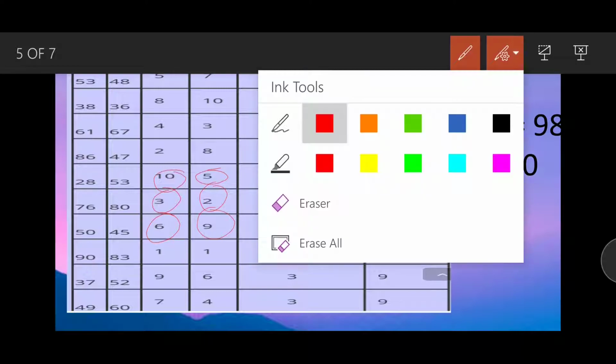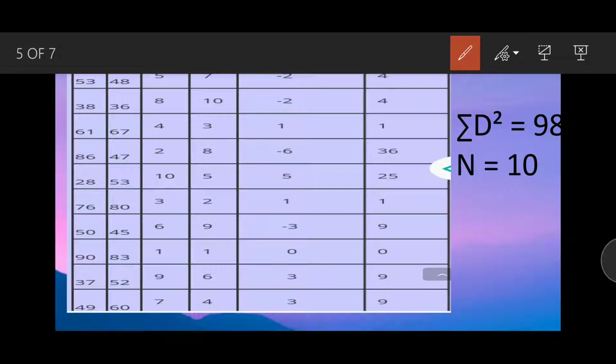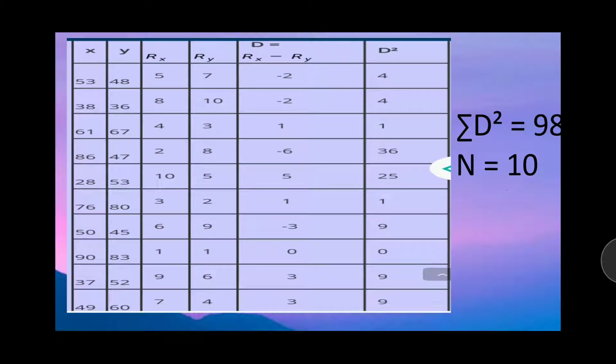Good. Let's look at what we have next. Our D squared column. That's the last column to my right, the D squared. So we square each of the values in that D column, so we have the whole of that column. The summation of our D squared is 98. Then we have N, which is 10, because we have 10 data. We are given 10 data for X and Y variables. You remember they talk about 10 undergraduates, so N is equal to 10. Summation of D squared is equal to 98.